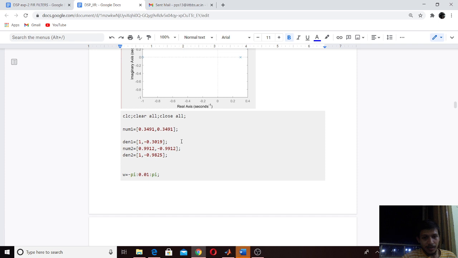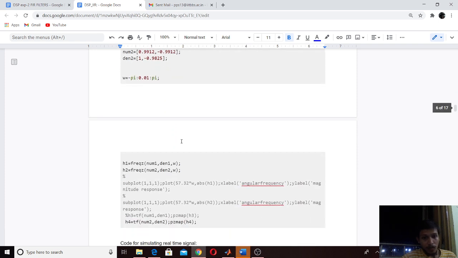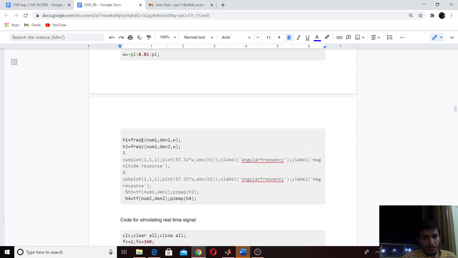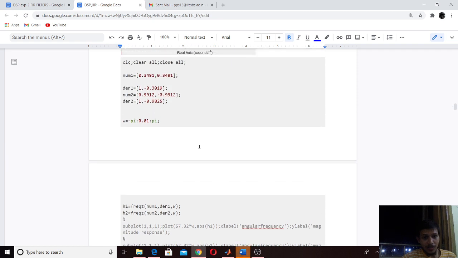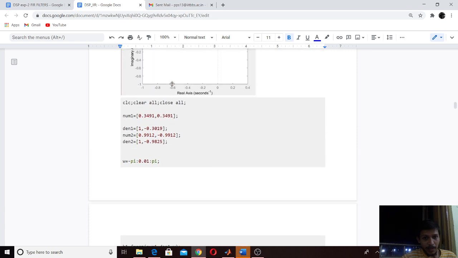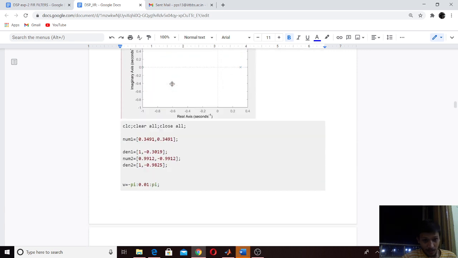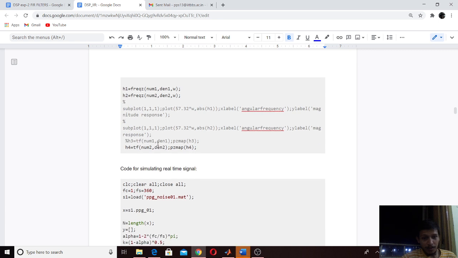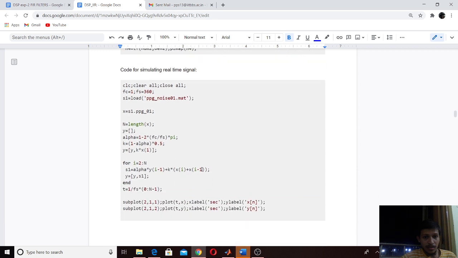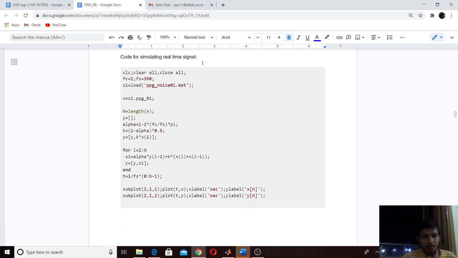This is the Matlab code for obtaining the frequency response using the freqz command, which has arguments of the coefficients AK and BK, and the pole zero plot is obtained with the tf and pzmap commands. This is the code for simulating a real-time PPG signal.